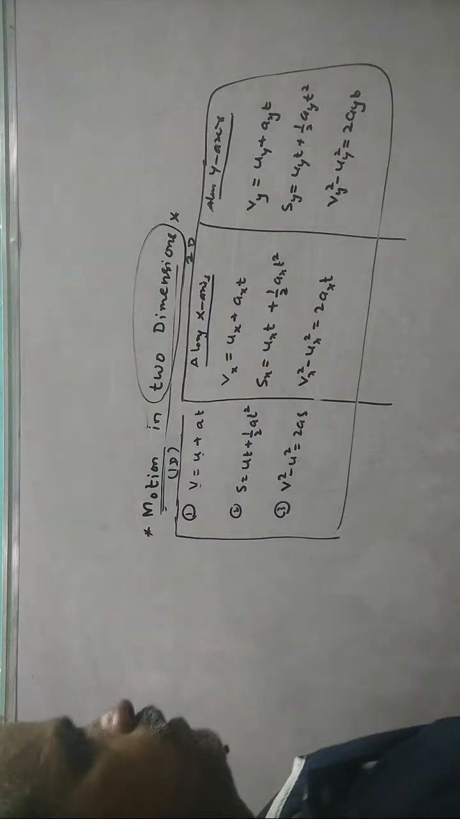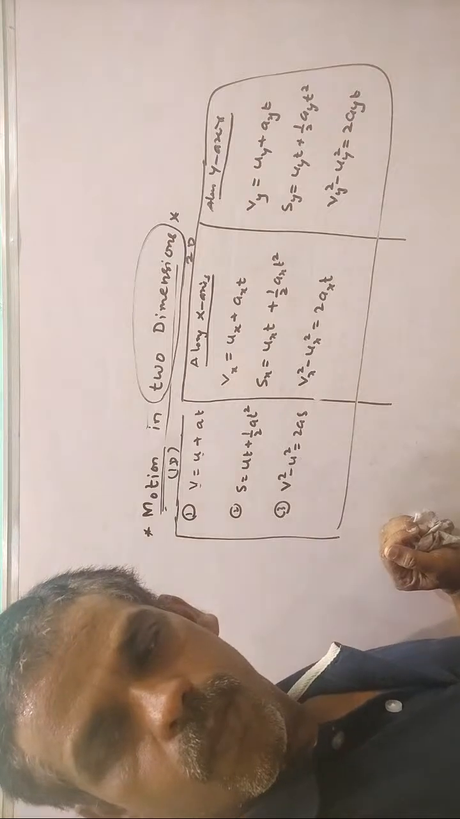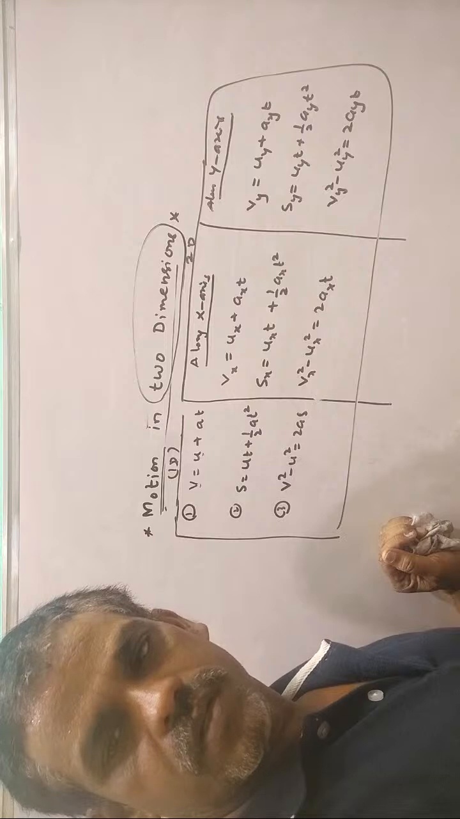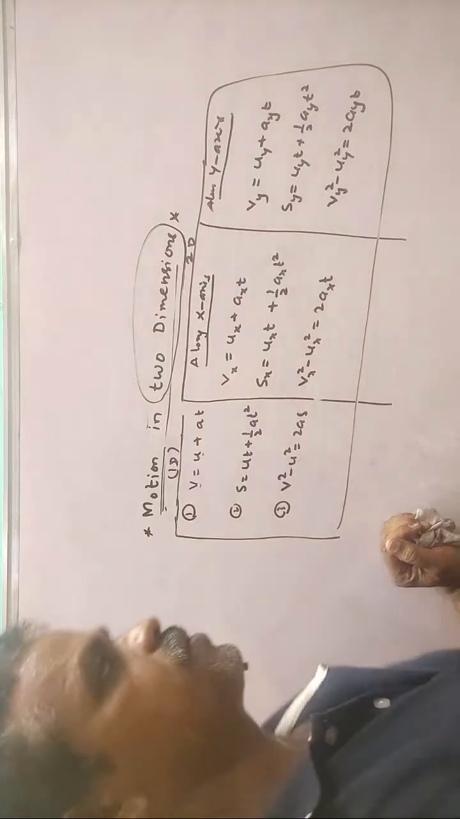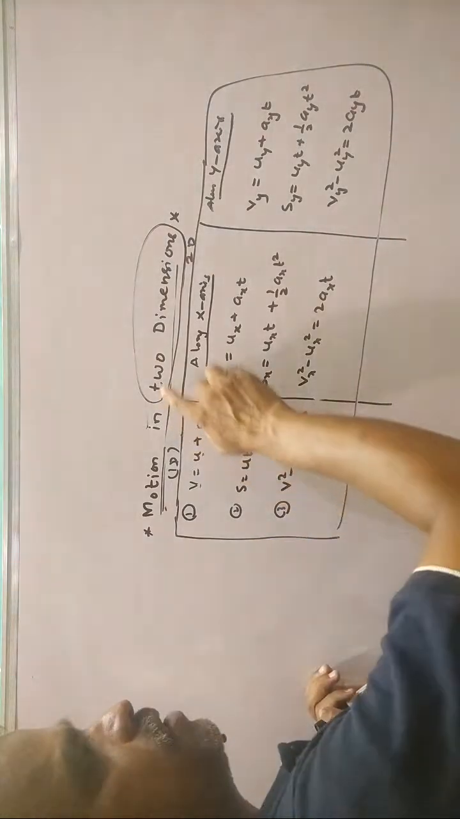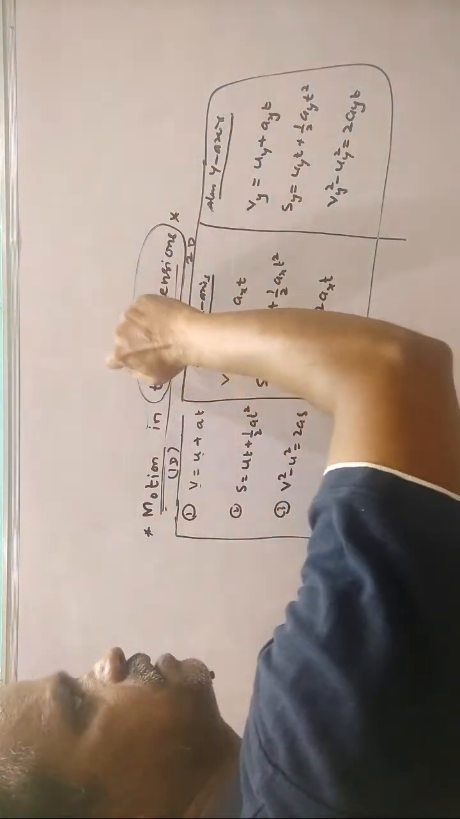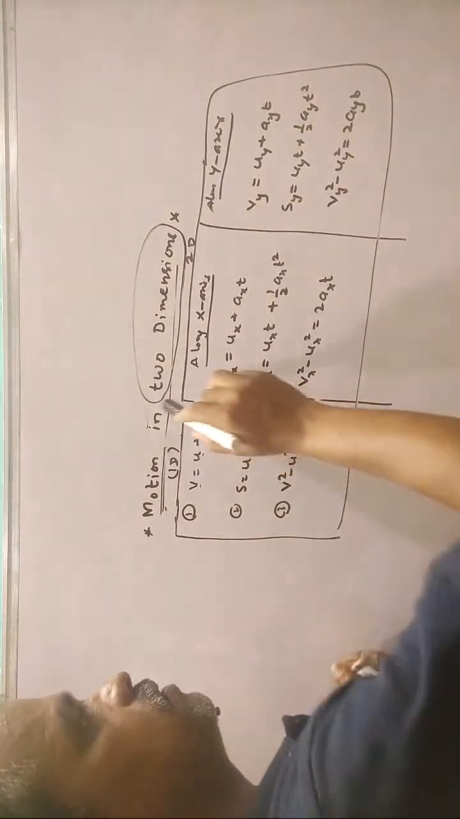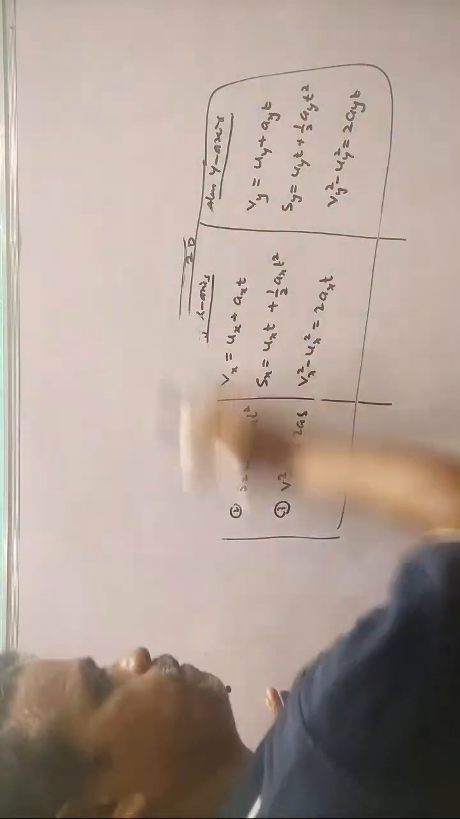So, did you copy? Did you copy it? Is it visible for you? Complete. Okay, nice. So what are we discussing here? Motion in two dimensions. Two dimensions mean along the x-axis and along the y-axis. The motion in the plane. The motion will be in the plane. That we can call two-dimensional motion. Okay.